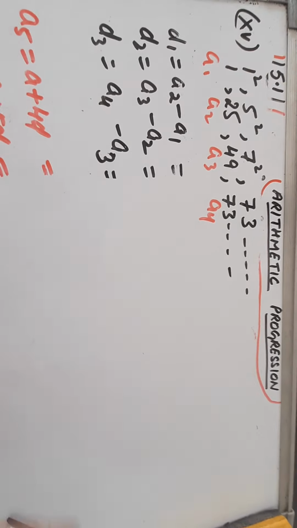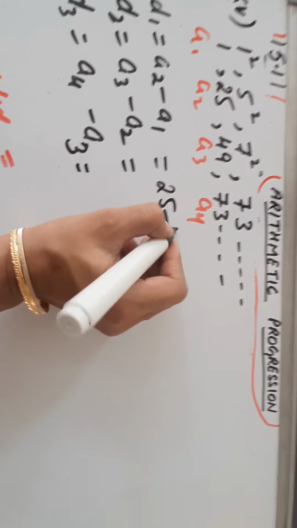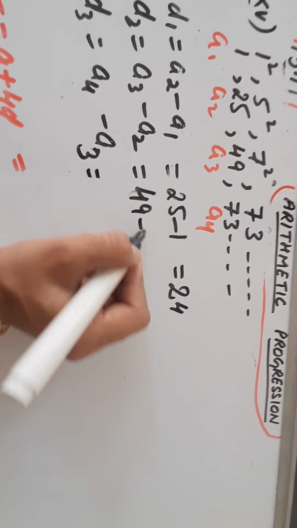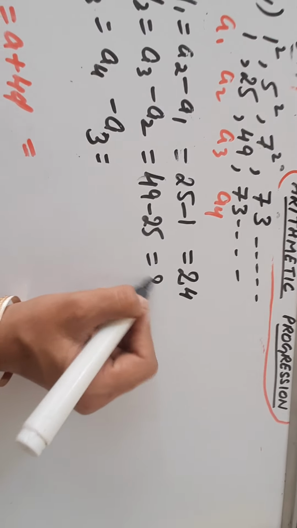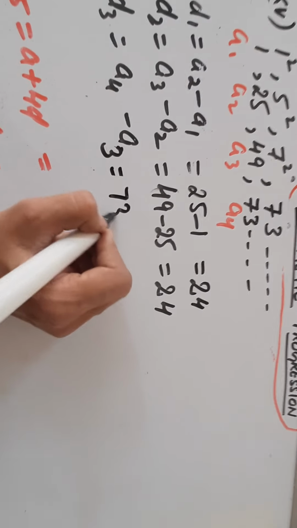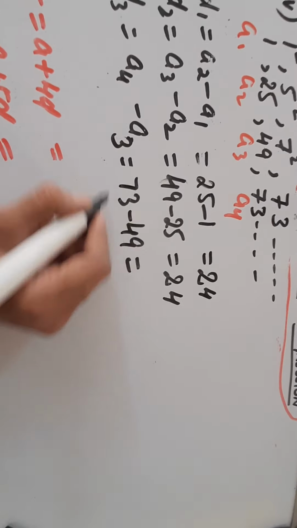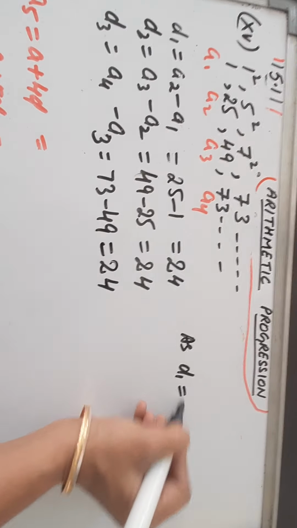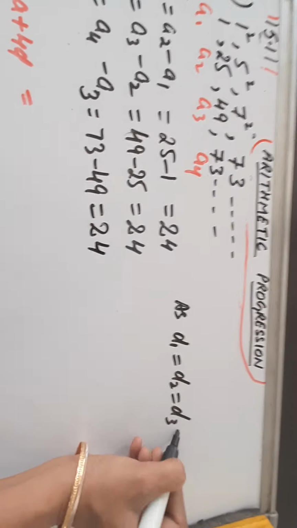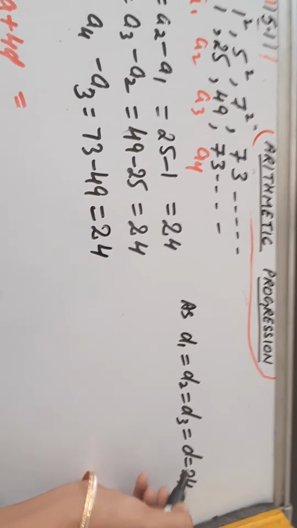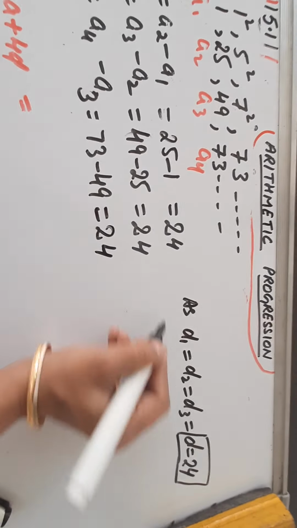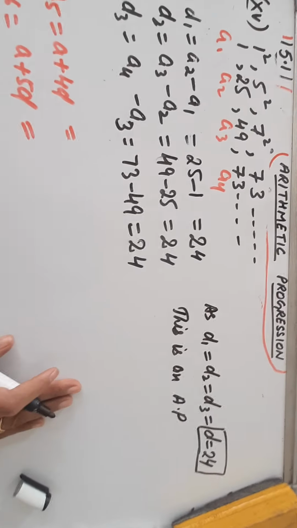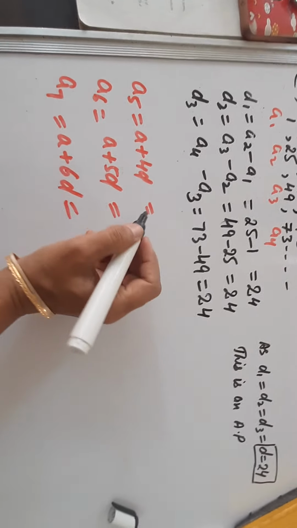So what is their common difference? 25 minus 1, you'll get 24. 49 minus 25, if you subtract, you'll get 24. Then 73 minus 49. If you check, its difference is again 24. So as D1 is equal to D2 is equal to D3, that is D is equal to 24. So because the difference is common, hence this is an AP. So now we will find out the next three terms.